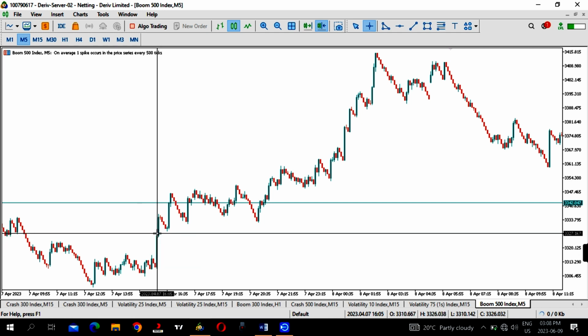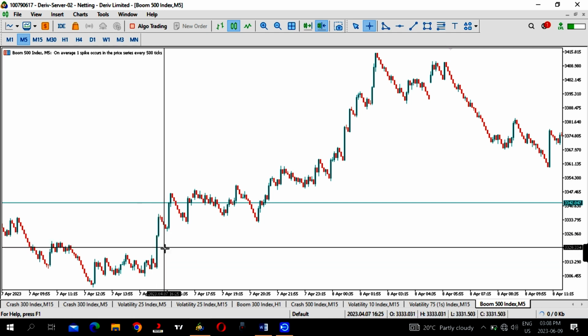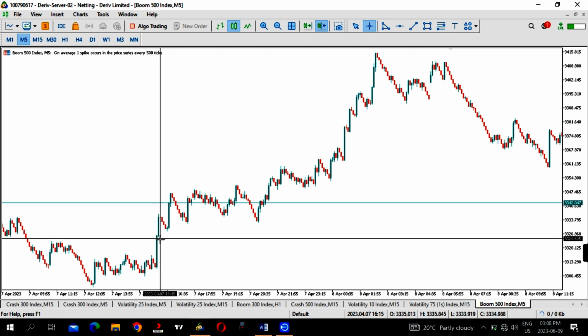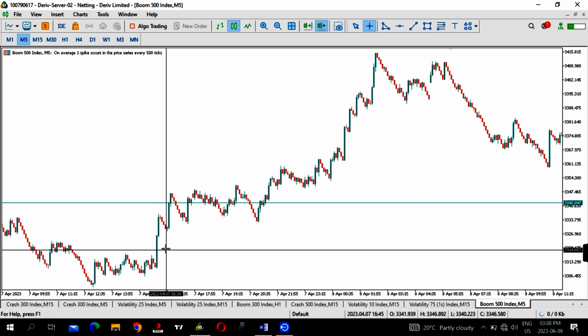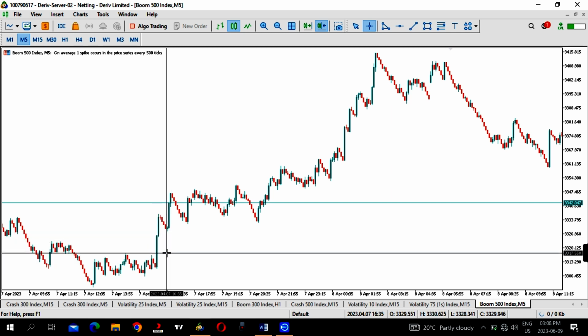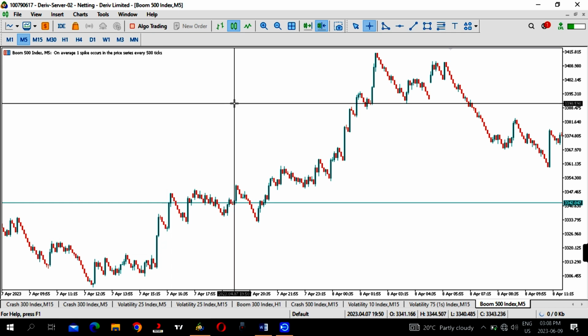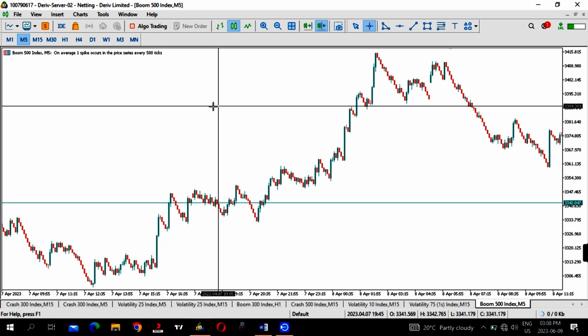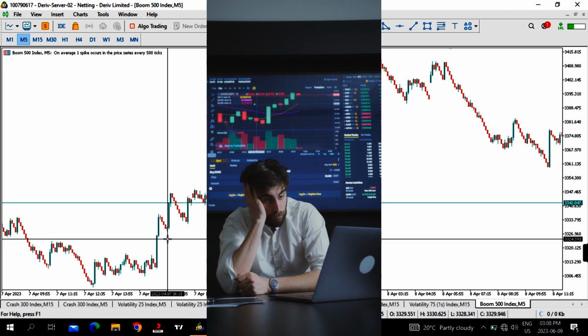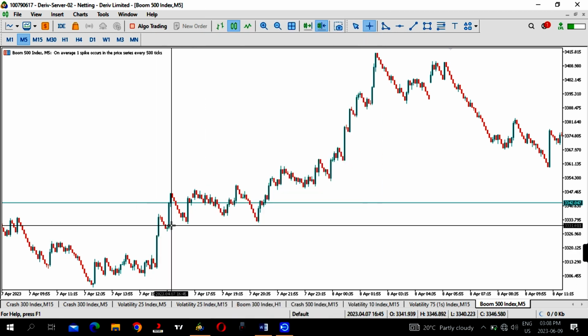Why? Because most of the time after a large spike, there's a small pullback, right? So the drawdown will be quite too much for you to handle. And most of the time you exit, and after you exit, it starts spiking again. So frustrating, right?